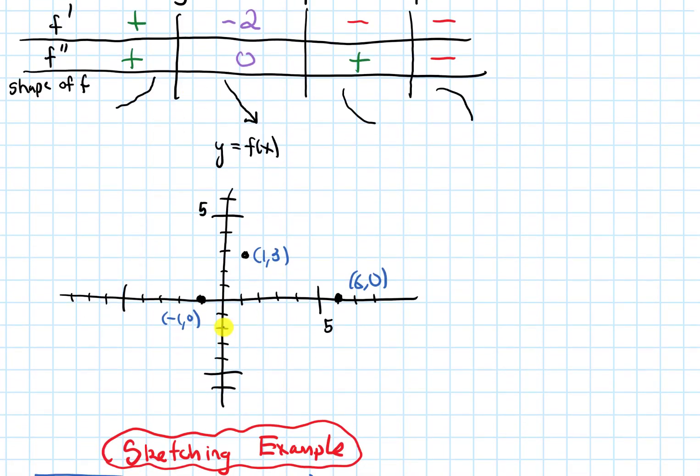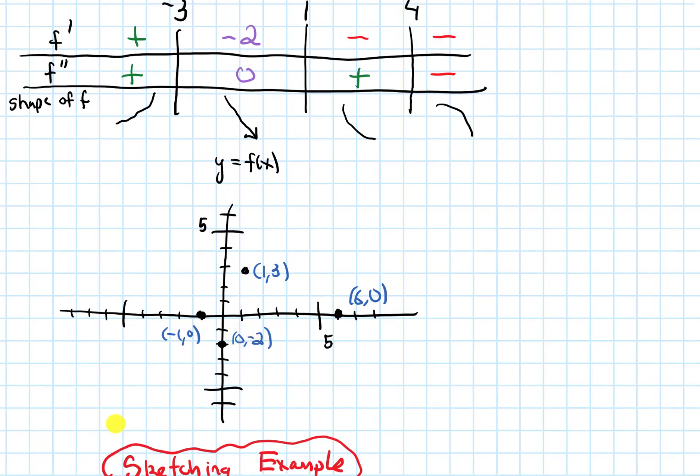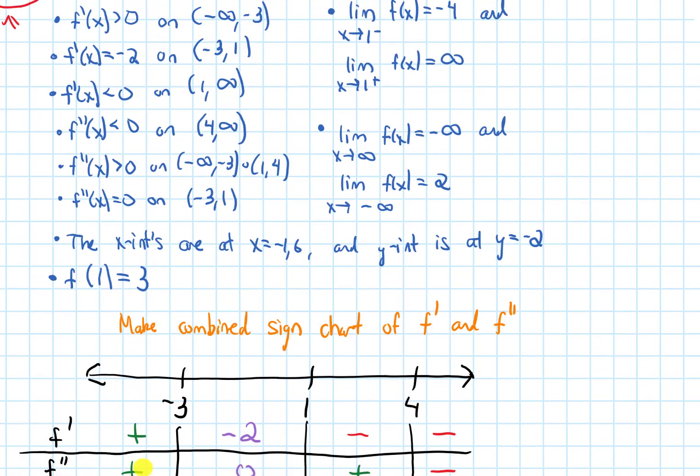Okay, y equals -2. That's over here. All right, so if I draw that point, if I label that point, that is (0, -2). Alrighty, and now I'm going to draw the stuff with the limits.